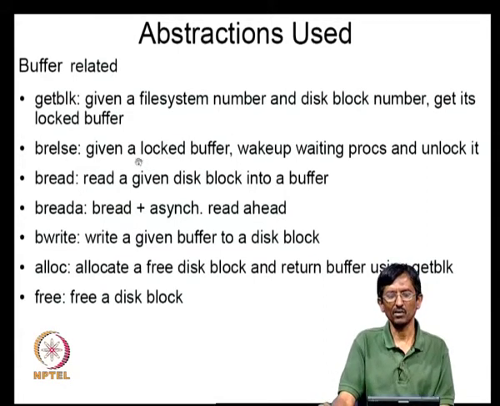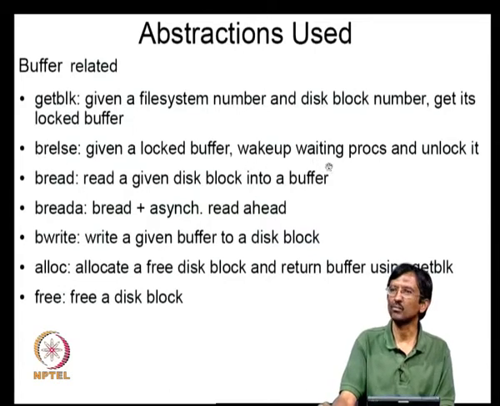At the same time, if you get a locked buffer, it might be possible that while you are writing it, other people are waiting for it. You got something from somewhere and updated it, but while that was going on, other people also wanted the same thing, so they all will be waiting for it. So as a part of its job, B release actually wakes up any process that is waiting for it, and unlocks it. So this is a typical kind of usage.